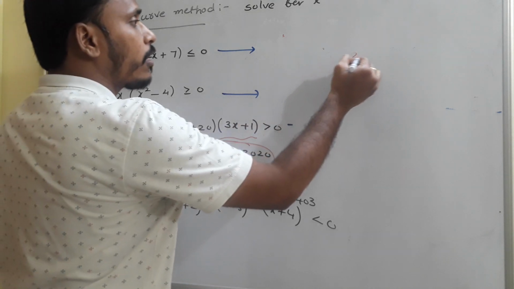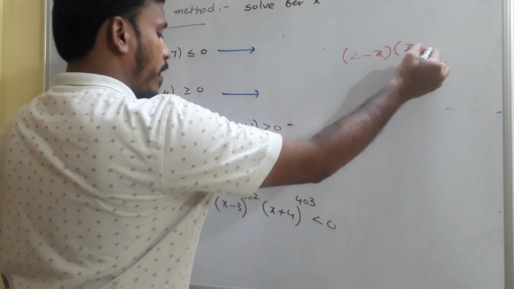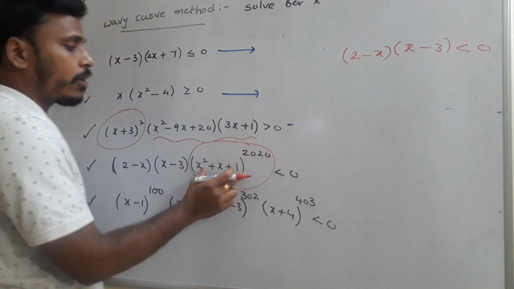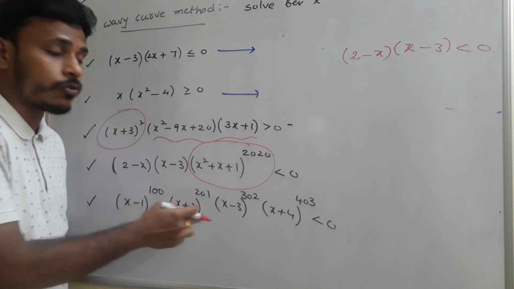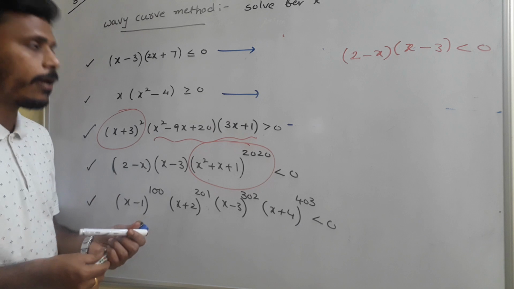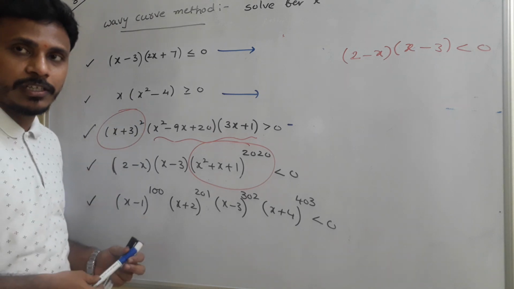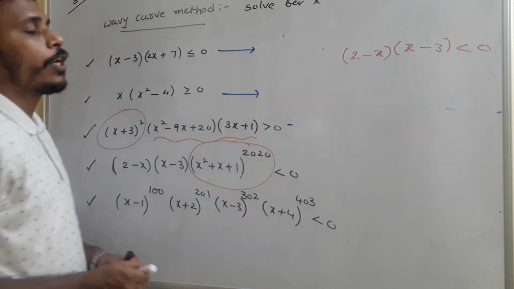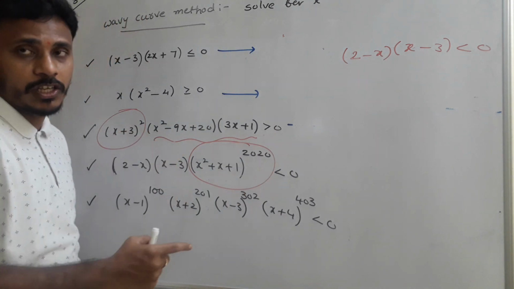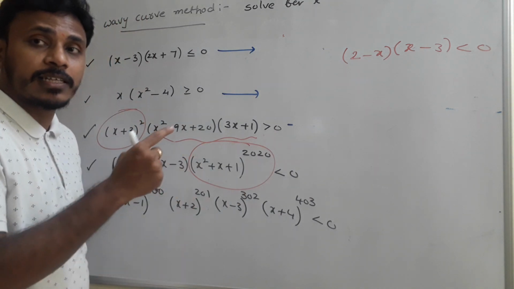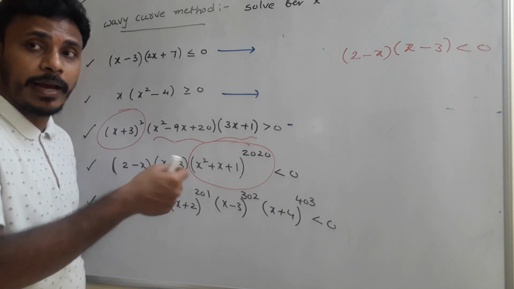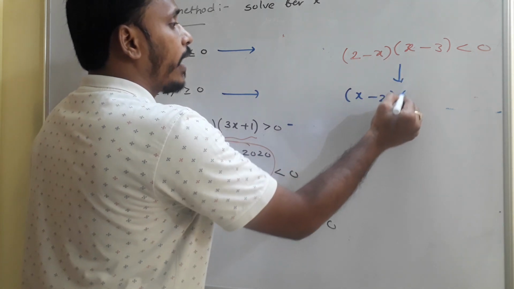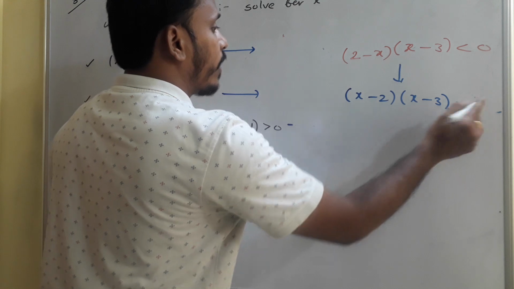Then the problem is simply nothing but 2 minus x into x minus 3 less than 0. This particular problem, just neglect this quantity. Why? Because this is always positive. How did I mention this as positive? Because the power is an even number. Now 2 minus x into x minus 3 less than 0. This x minus 3 is well and good, but this 2 minus x is not in the required format. You just rewrite this 2 minus x as x minus 2. While writing 2 minus x as x minus 2, there is a small difference with the minus sign, so you just multiply everything with a minus sign, and that's why it becomes x minus 2 into x minus 3 greater than 0.